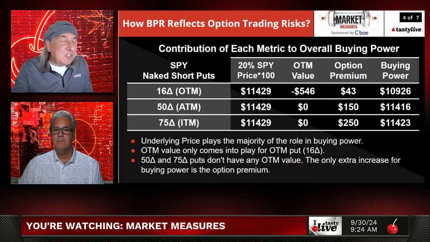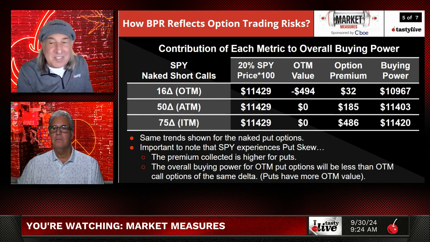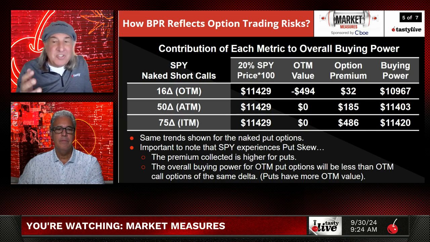The point for this slide was just showing you that it doesn't make much of a difference whether it's in the money or out of the money. So when we do out of the money calls, we do naked calls in the SPY, it's going to be very close to the same thing. A 16 delta call, 10,900, just like it was for the put. And the in the money's 11,400. At the money's 11,400, in the money's 11,400, same exact thing. There's no difference basically for a put and call.